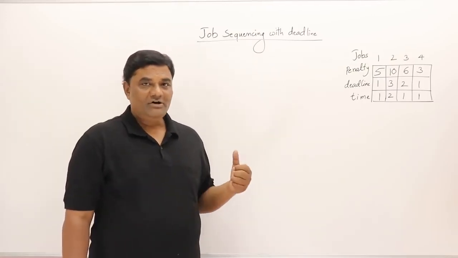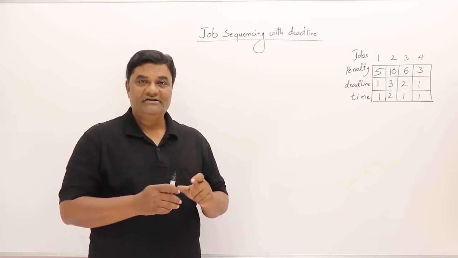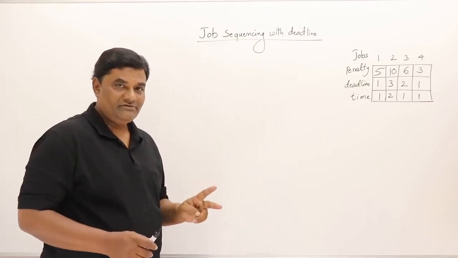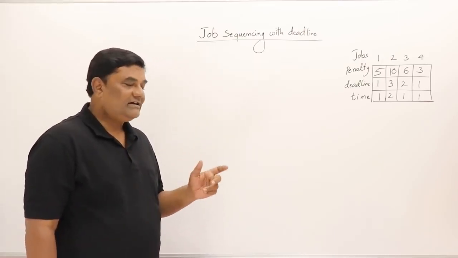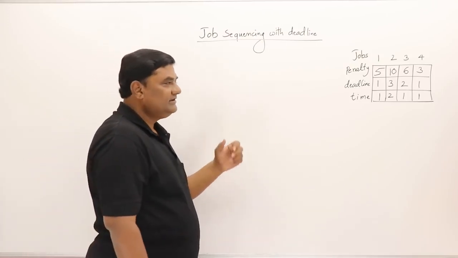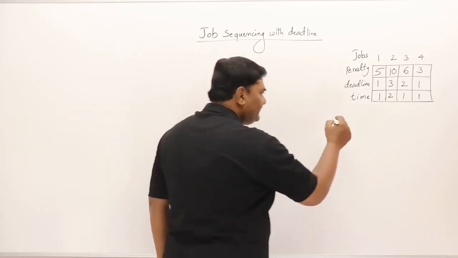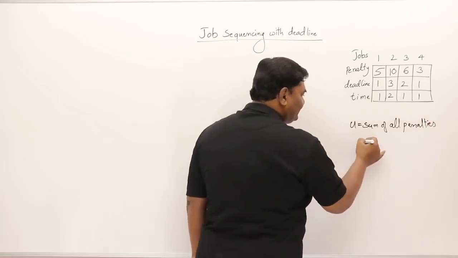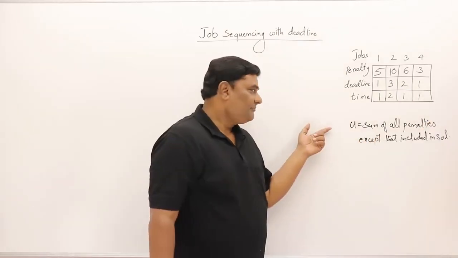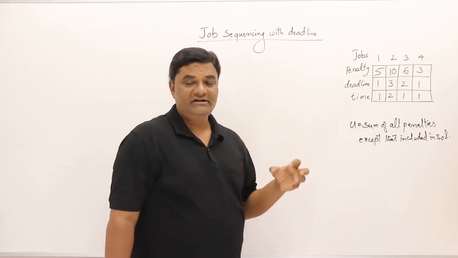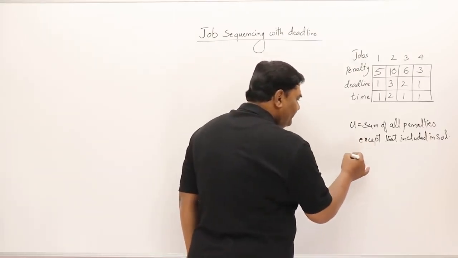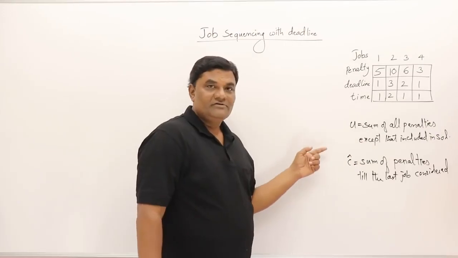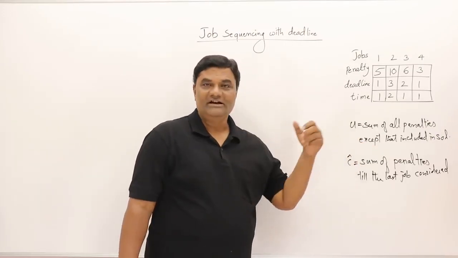I will solve it using branch and bound, and the approach of solving is by generating a state space tree. So we'll be generating the nodes, and for each node we'll compute two values, cost and upper bound. Let us see what upper bound and cost are. The upper bound for each node will be the sum of all the penalties except those which are included in the solution, and the cost is the sum of all the penalties till the last job that we have considered.